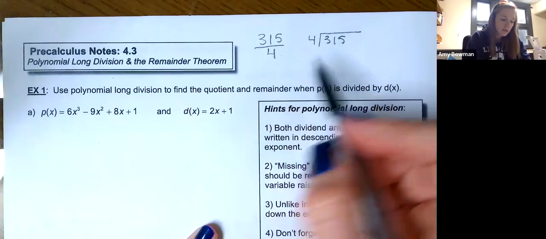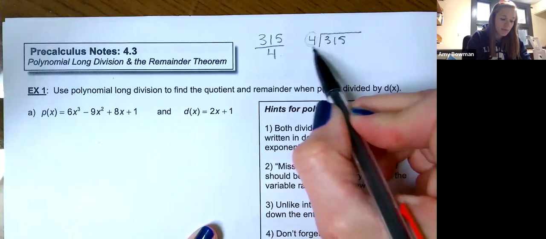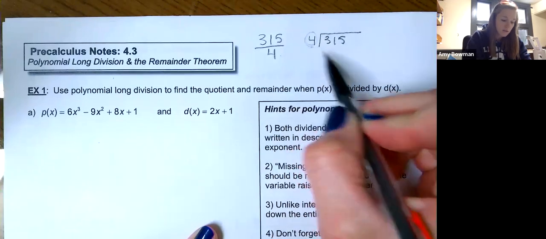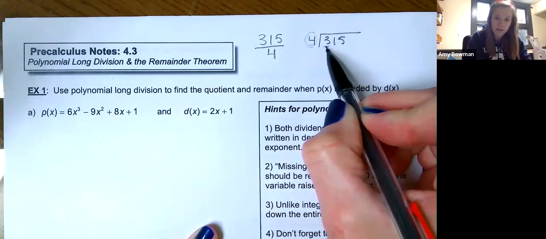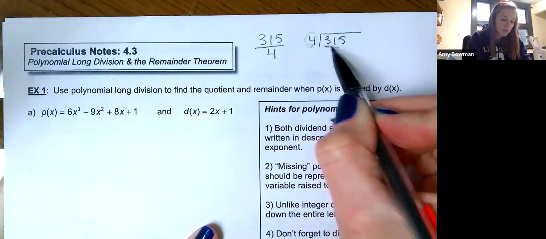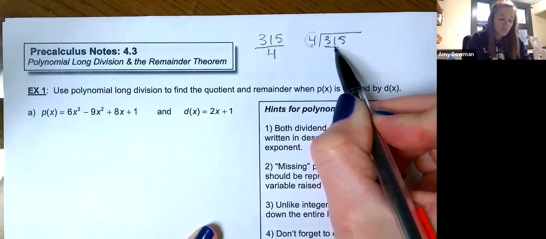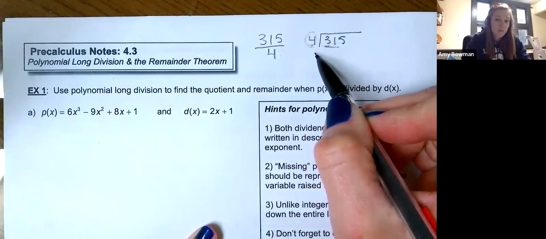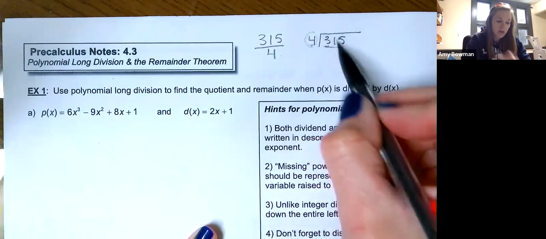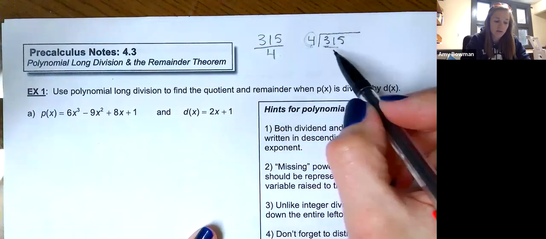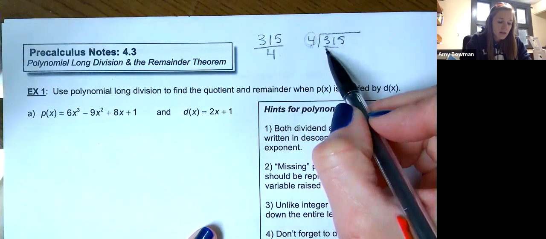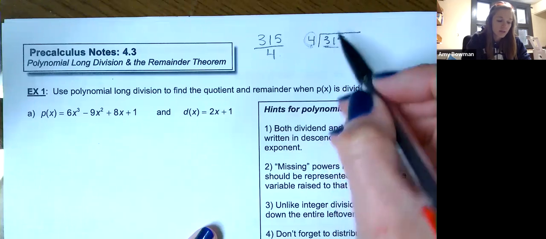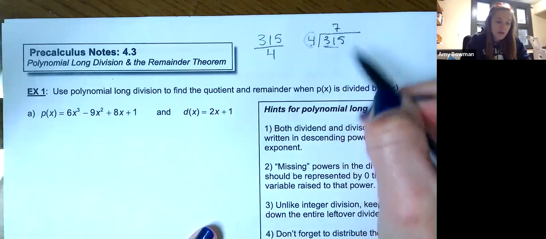And then we started this by asking ourselves, how many whole times does 4 go into 3? Since it doesn't go into 3, you would go out to the next digit. So how many times does 4 go into 31 evenly? Or 4 times what gets me close to 31 without going over? So 4 times 7 is 28, and that's going to be the closest I can get to it. So I put 7 up here.